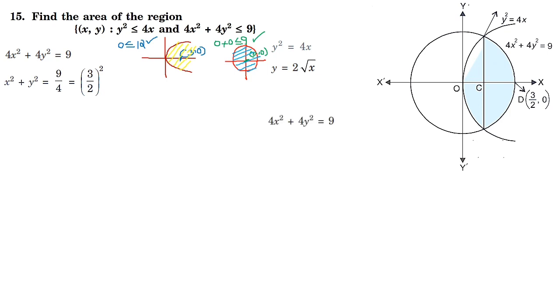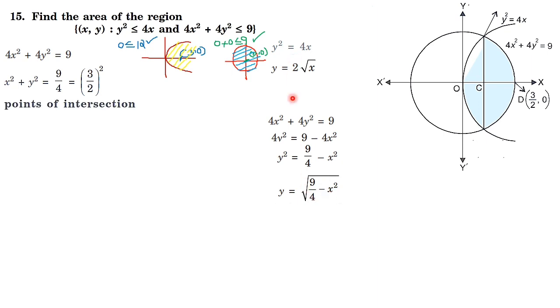Now here 4x square plus 4y square is equal to 9. From there, for 4y square we can calculate 9 minus 4x square. So y square is equal to 9 by 4 minus x square. So y is equal to root of 9 by 4 minus x square. We are calculating and keeping this y value because we need to use it.